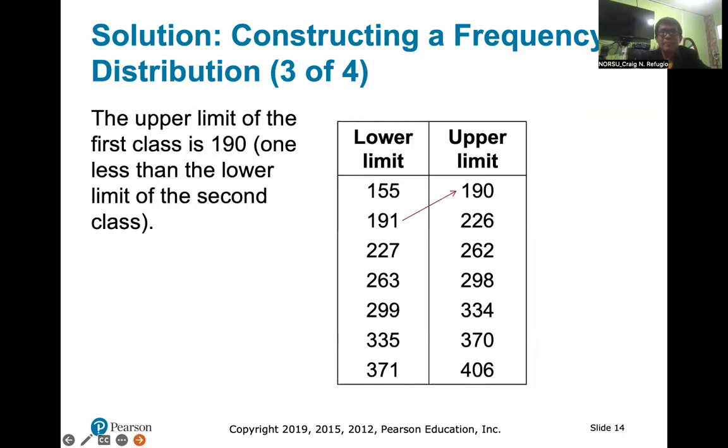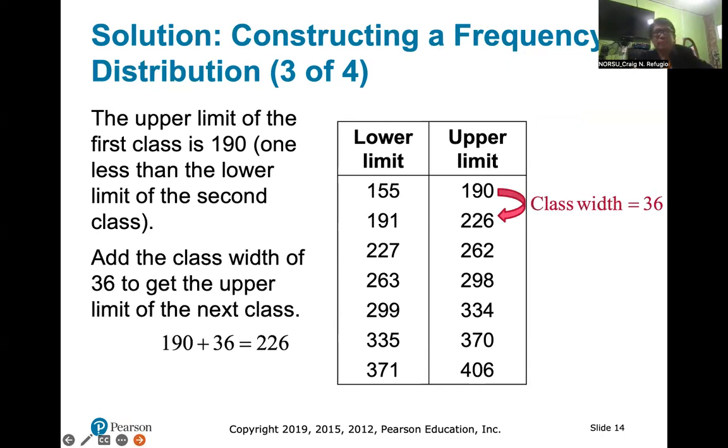So next, we have the upper limit. I discussed that one already, on how to get the next lower limit and the next higher limit. We add the class width of 36 to get the upper limit of the next class. So 190 plus 36 is 226. Then you add 36 to all and stop when you have the class where the highest value is found already, and it is in here, 371 to 406.